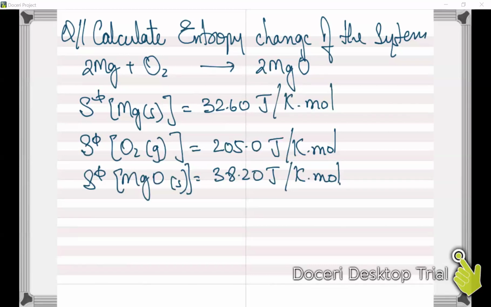So what will be the change in the entropy? Calculate it and share the answer with me. So the correct answer to this question is minus 193.8 joule per mole Kelvin. Done?